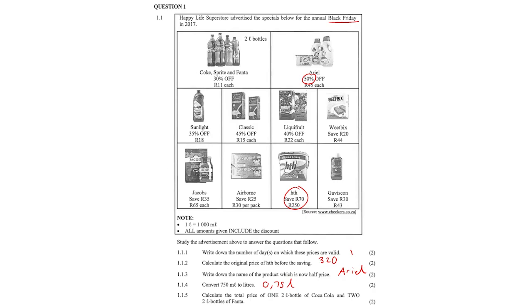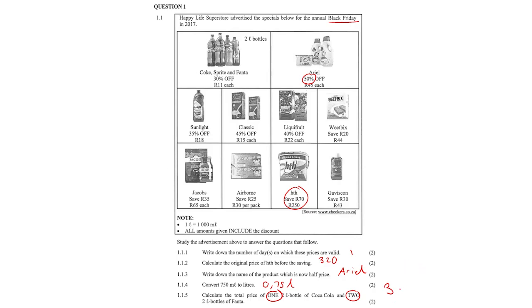1.1.5, calculate the total price of 1 2-liter bottle of Coca-Cola and two 2-liter bottles of Fanta. So let's have a look. So we've got Coke, Sprite and Fanta there. And it's 1 2-liter bottle of Coca-Cola. So 1 2-liter bottle of Coca-Cola and 2 2-liter bottles of Fanta. In other words, we're buying 3 soft drinks, 3 bottles.